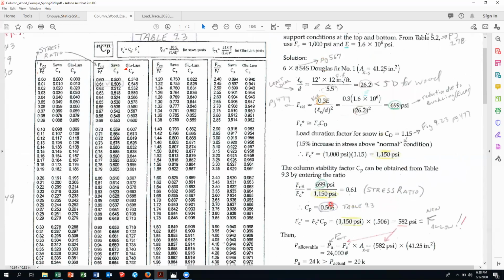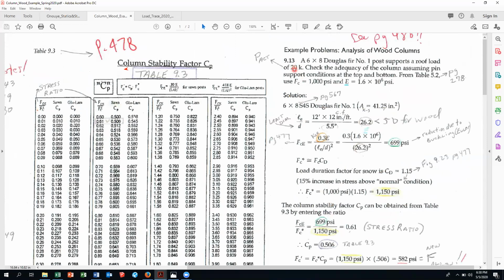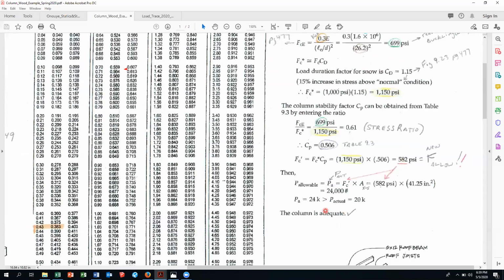And we had an actual load of 20,000 pounds. And so we are safe in buckling. The column is adequate. Okay, the column is adequate.